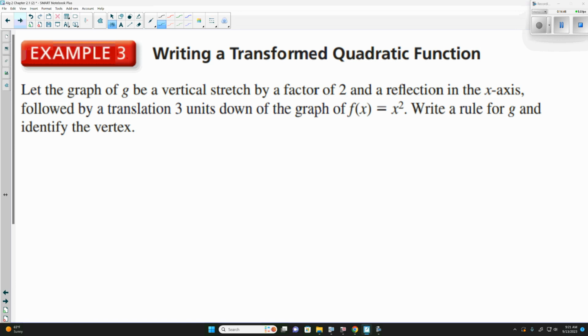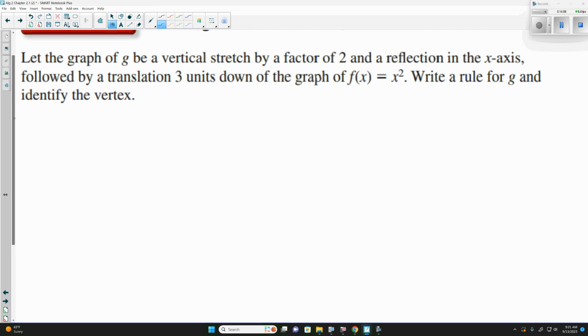Let the graph of g be a vertical stretch by a factor of 2 and a reflection in the x-axis, followed by a translation of 3 units down. Write a rule for g. Now, just like with the last chapter, I'm not too focused on what your function at the end is labeled. If you do label it as g of x, awesome. If you label it as n of x, that's fine too. And again, just like what we did before, whenever we have multiple transformations happening at once, we do them one at a time in the order that they are listed.